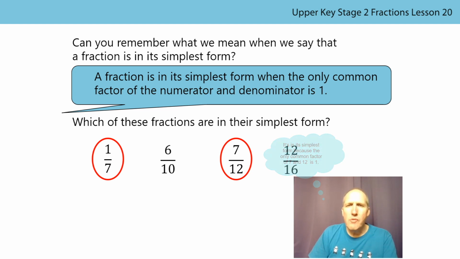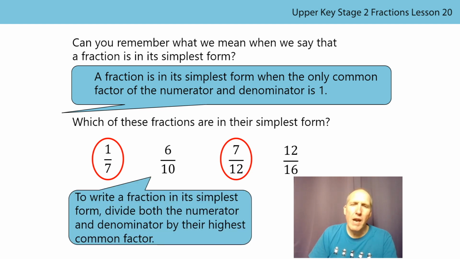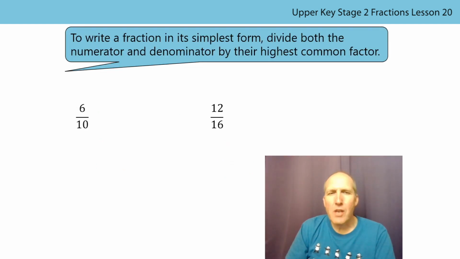What do we need to do to write 6/10 in its simplest form? How will we write 12/16 in its simplest form? What do we do to convert to a simplest form? Here we are. To write a fraction in its simplest form, divide both the numerator and denominator by their highest common factor. So, to write 6/10 in its simplest form, we need to divide both 6 and 10 by their highest common factor. Their highest common factor is 2.